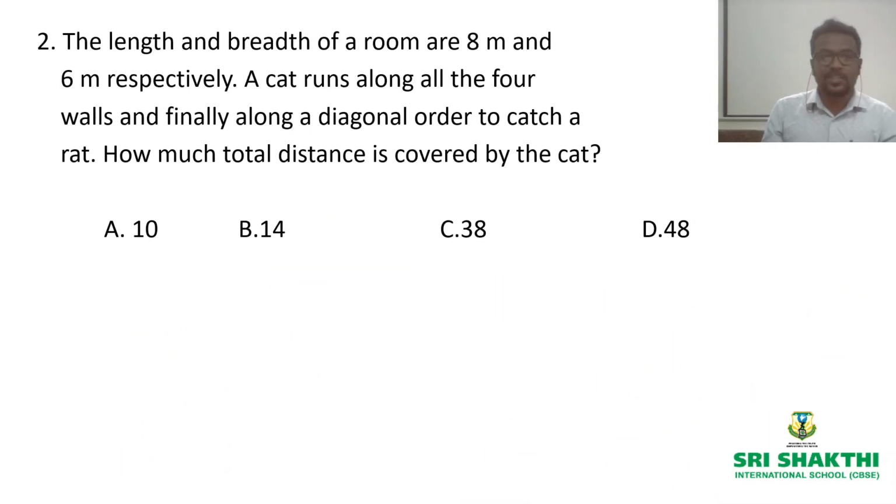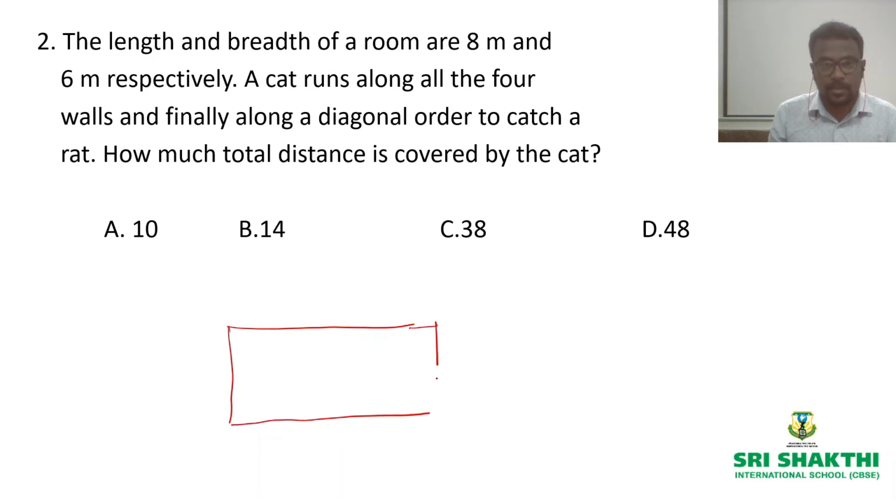Yes, one more interesting question. The length and breadth of a room are 8 meters and 6 meters respectively. So it is assumed to be a rectangular room by the values given over here. So the length is 8 meters and the breadth is 6 meters. A cat runs along all the four walls and finally along a diagonal in order to catch a rat.